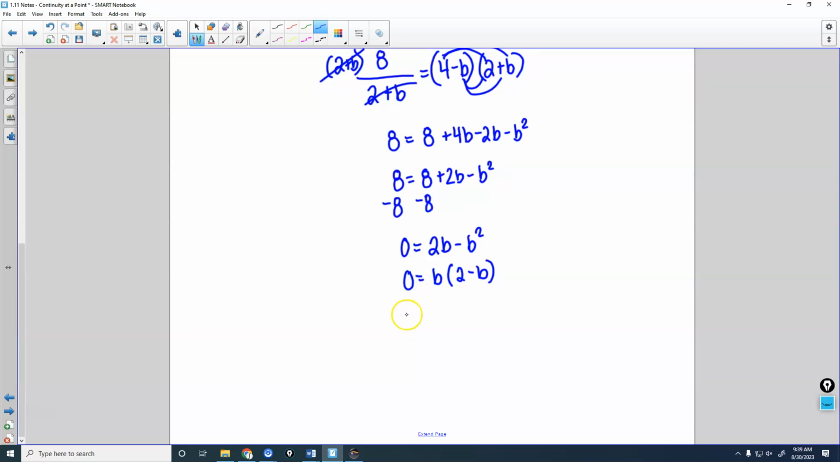I don't think so. Divide the b? If you divide the b, you'll lose the answer. You'll get one of the answers right, but you'll lose an answer. If anything multiplied by 0 equals 0, right? So if this equals 0, the whole thing's going to be 0. If this equals 0, the whole thing is going to be 0, right?